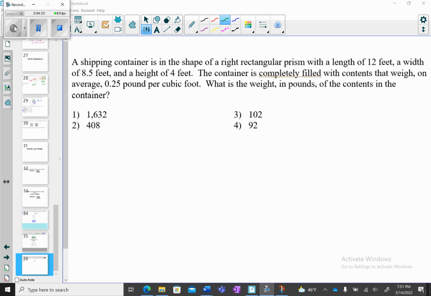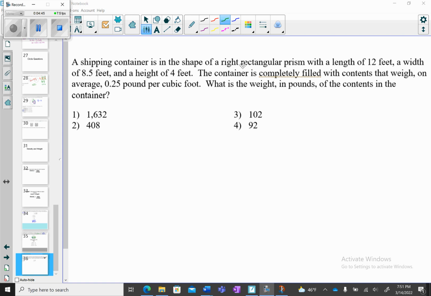Let's look at this next problem. A shipping container is in the shape of a right rectangular prism with a length of 12 feet, a width of 8.5 feet, and a height of 4 feet. The container is completely filled with contents that weigh on average 0.25 pounds per cubic foot. What is the weight in pounds of the contents in the container?